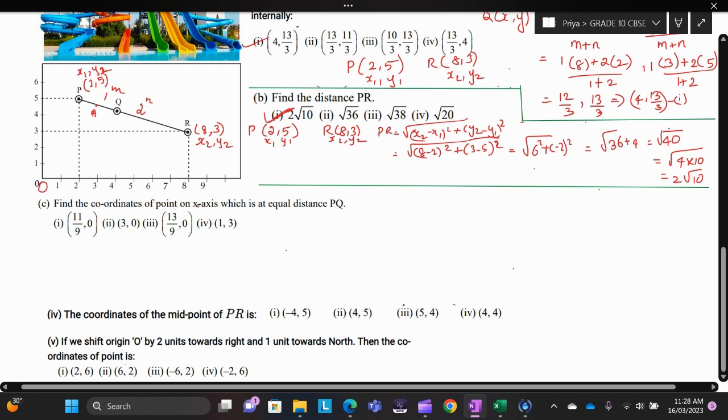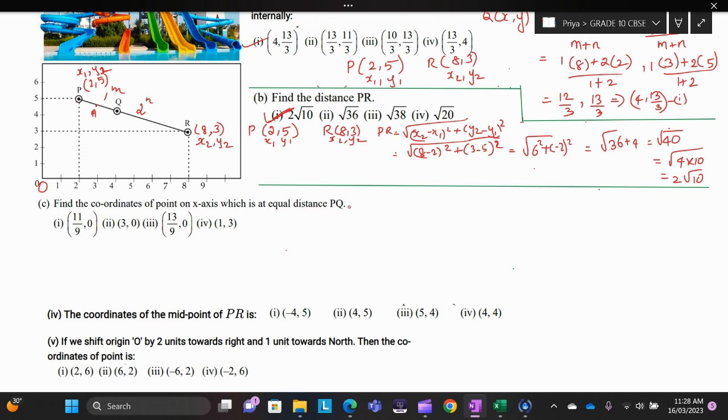The next subpart: find the coordinates of the point on the x-axis which is at equal distance from P and Q. So I need to find a point, say A, which is on the x-axis, which means y is equal to 0, isn't it? So I don't know what the point on the x-axis is going to be, which should be equidistant from P as well as Q. So the distance from P to A should be equal to the distance between Q and A. If I'm squaring on both sides, it gives me PA square is equal to QA square.